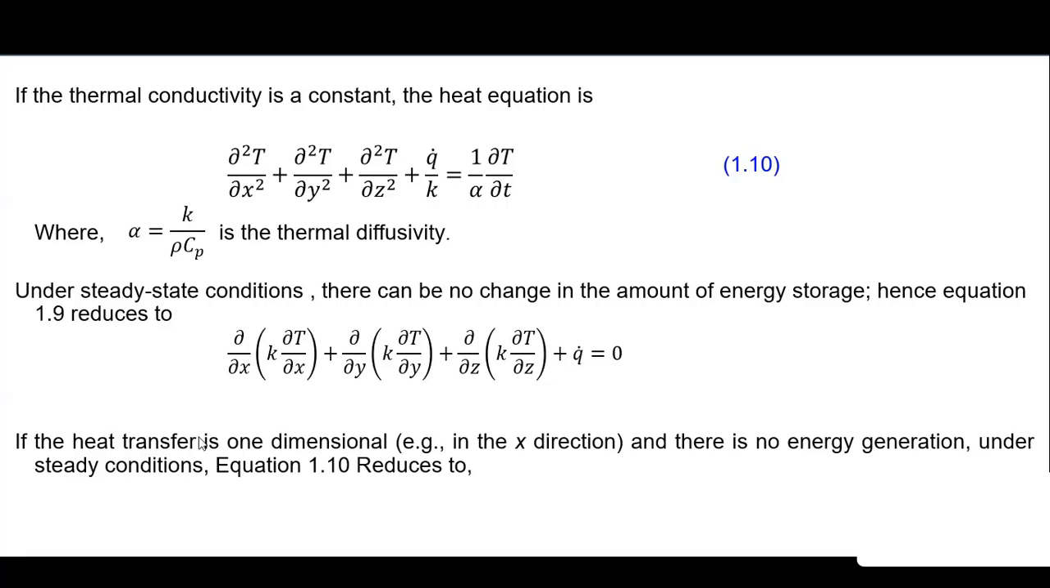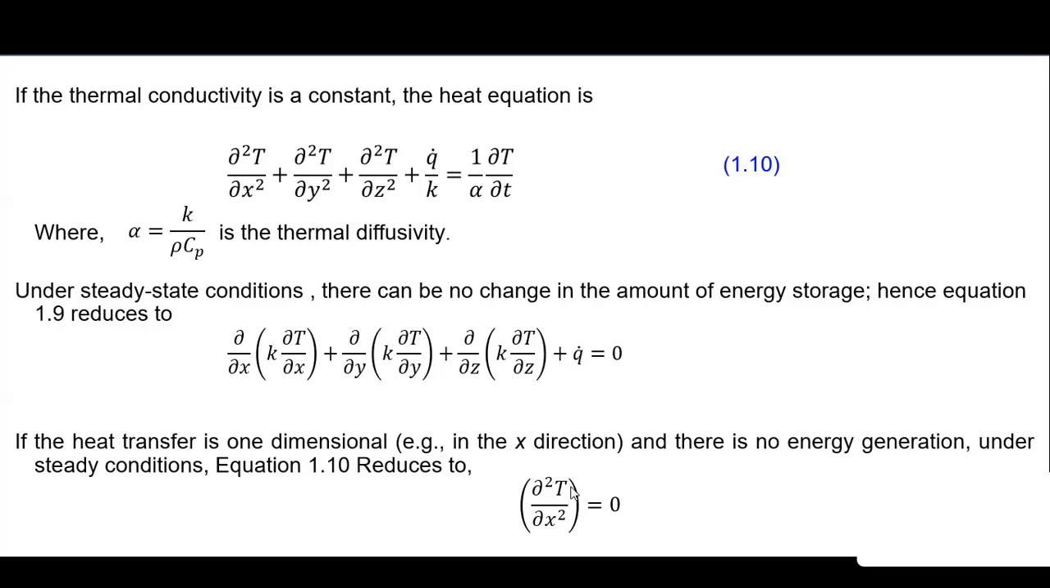Then if the heat transfer is one dimensional, that is, say, in the x direction only, and there is no energy generation, under steady conditions, equation 1.10 reduces to the following. See what I am saying: one dimensional means only the x direction, no energy generation means this term is also 0, and steady condition means temperature variation with respect to time is also 0. So equation 1.10 will reduce to this form, del square T upon del x square is equal to 0.